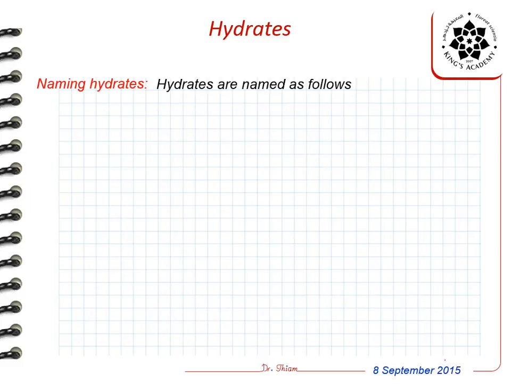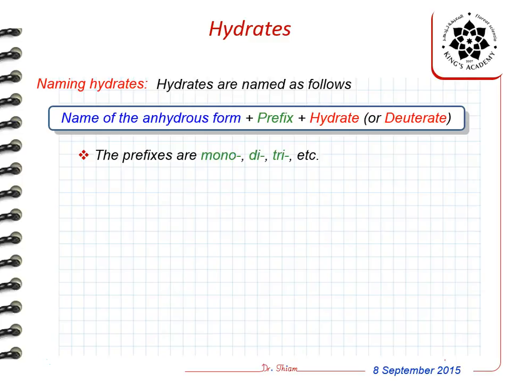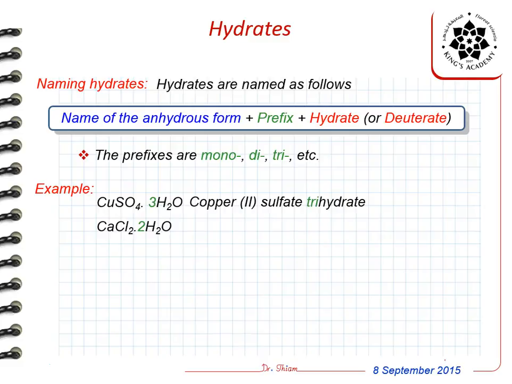How do we name hydrates? Hydrates are named as follows. We use the name of the anhydrous form, then we add a prefix, and then we add the word hydrate. If it's deuterium, which is a hydrogen with a neutron, we say deuterate instead. The prefixes are as usual: mono, di, tri, etc. For example, this would be copper 2 sulfate trihydrate, and this would be calcium chloride dihydrate.